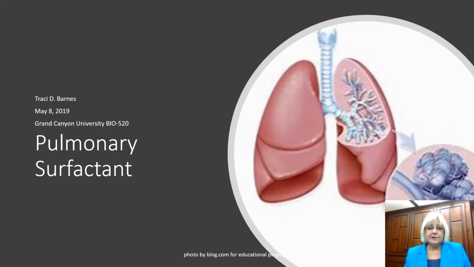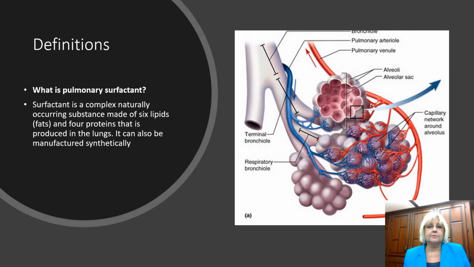Hi, today we're going to talk about the function of the pulmonary surfactant in the lungs. So let's cover some definitions before we begin. We're looking at a diagram of the small air sacs in the lungs, and this is where the oxygen exchange takes place. Each is called an alveolus, and alveoli is plural.